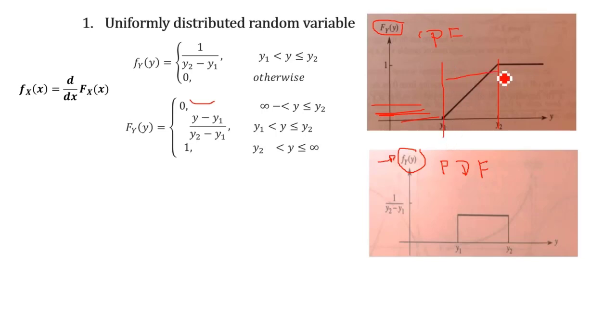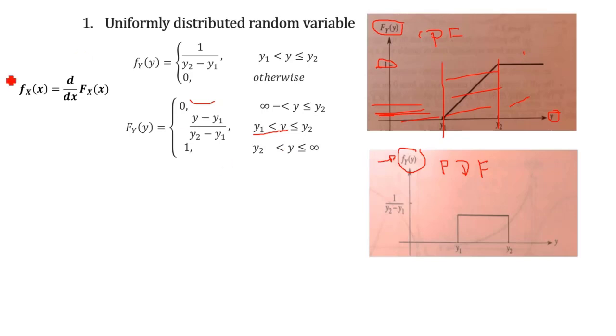So it is the straight line expression. You can write the equation for this linear line as y minus y1 divided by y2 minus y1. This is the expression for that line in the range of y1 to y2. Here y is varying from y1 to y2. All right, then after y2 till infinity, what is this value? You can observe here, it is 1, that is written here.